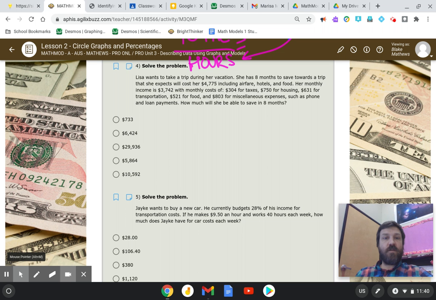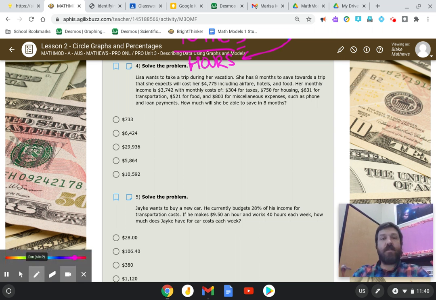Number 4, Lisa wants to take a trip during her vacation. She has 8 months to save towards a trip. And then it tells us the trip is going to cost $4,775. Her monthly income is $3,742, and then there are the monthly costs.